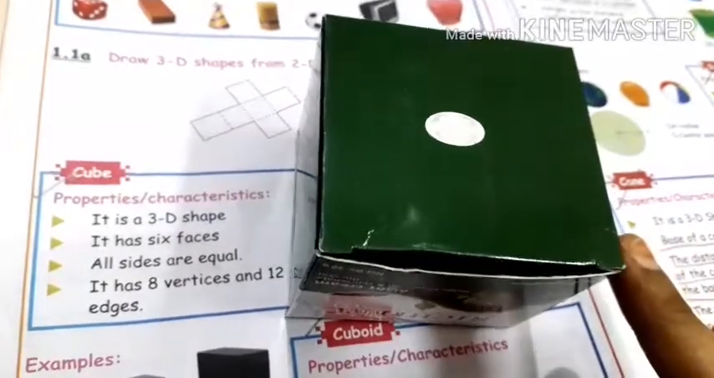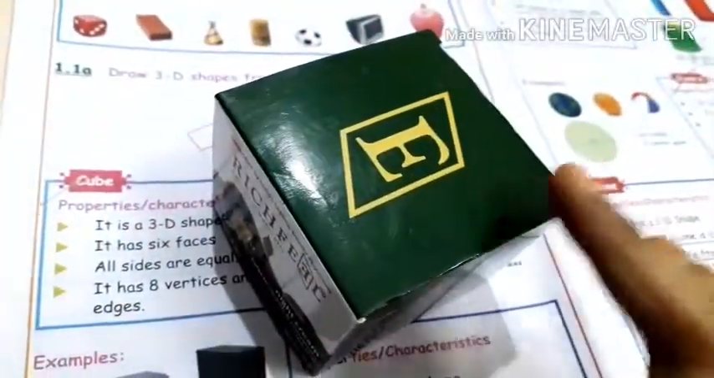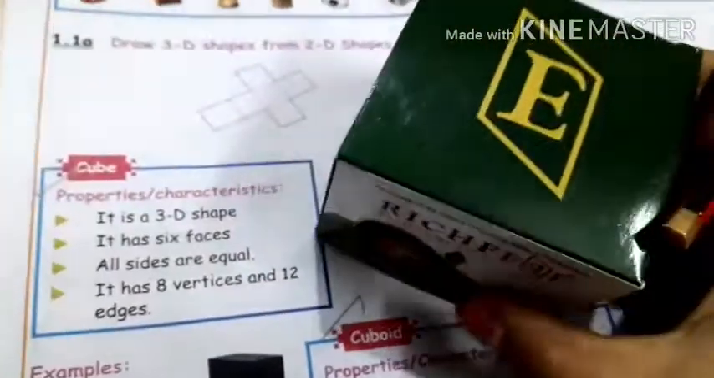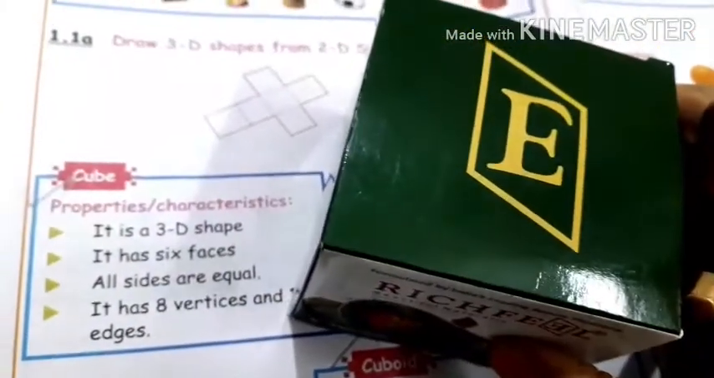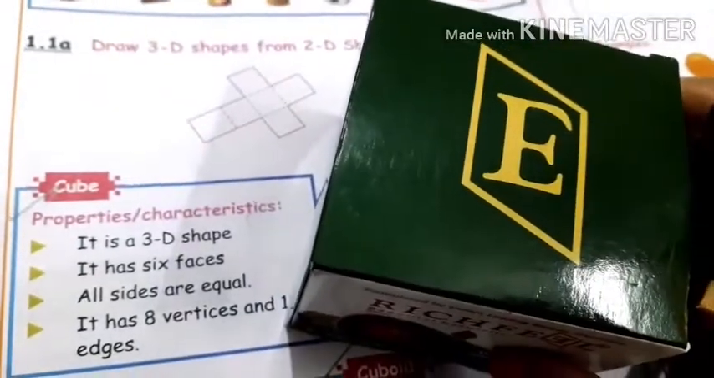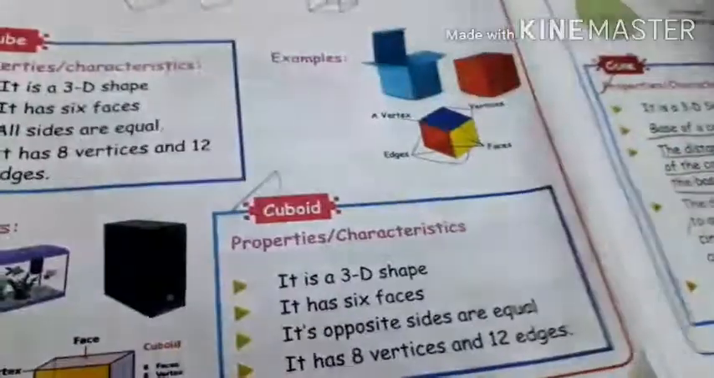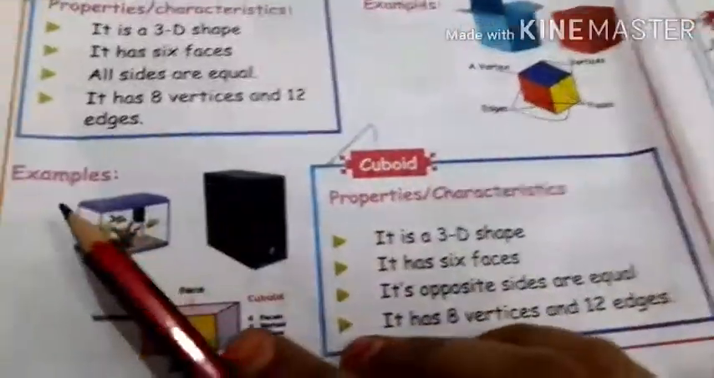And vertices: 1 2 3 4 5 6 7 8. So how many vertices? 8 vertices. Okay, so these are the properties and characteristics of a cube. Do you have any doubt? Yes, very good. Now the cuboid example.